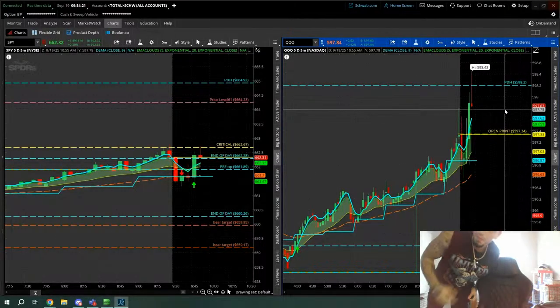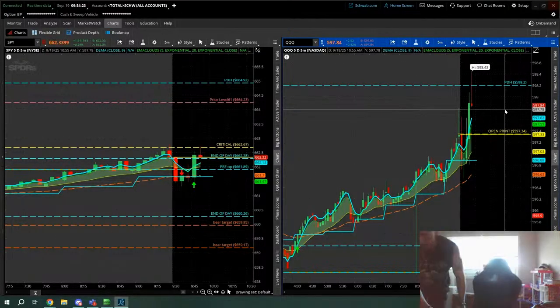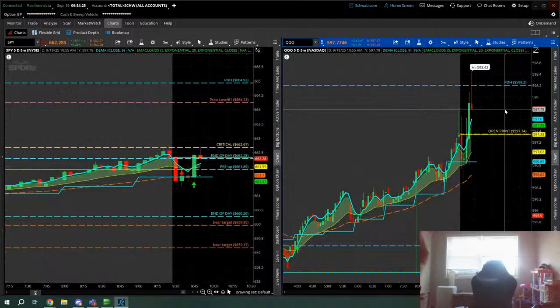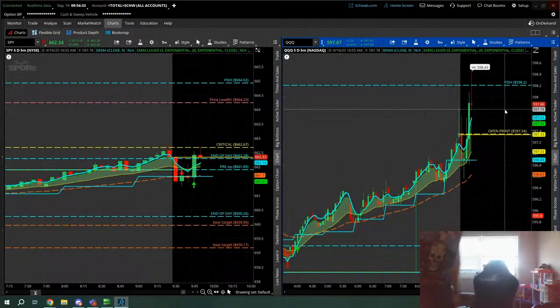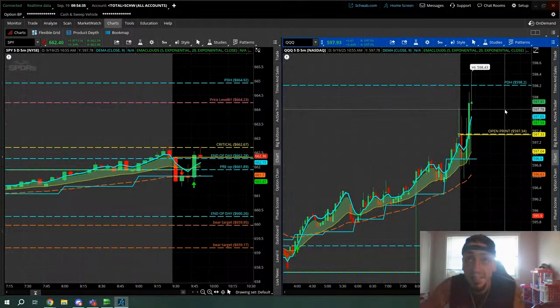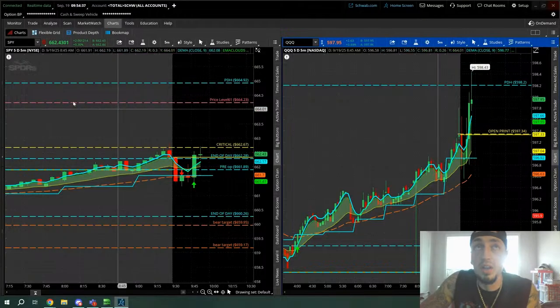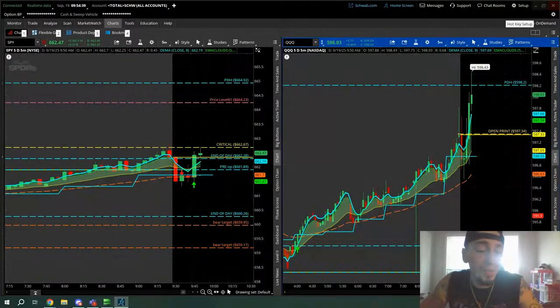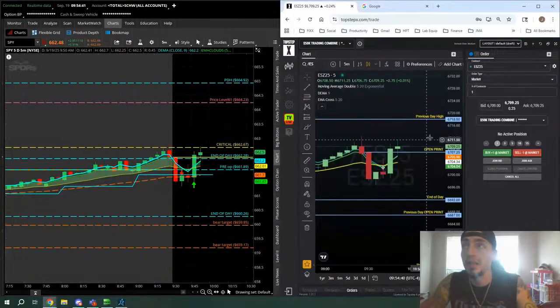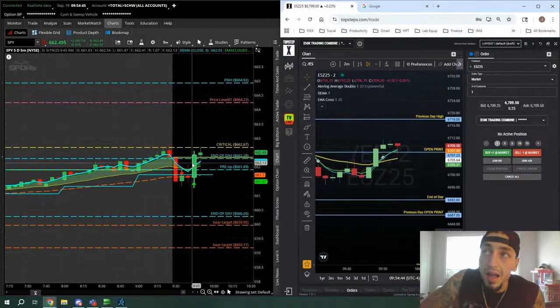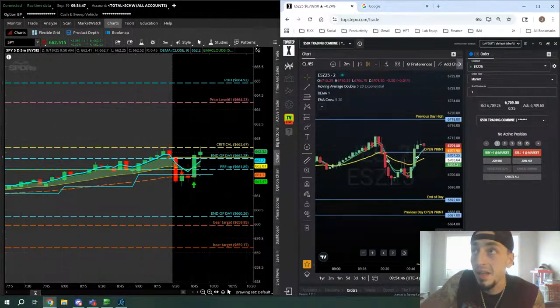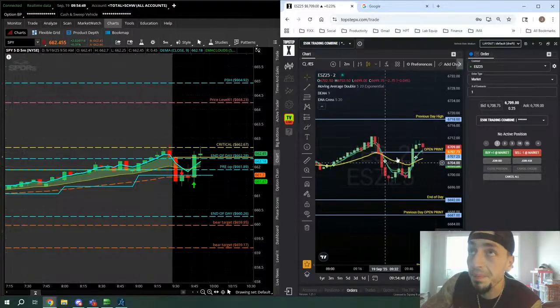All right, getting that pull back into that moving average. All right, give me a reason to go long. Give me a reason. Let's see what the 2-minute looks like. 5-minute trend's not bad. We're retesting open print.